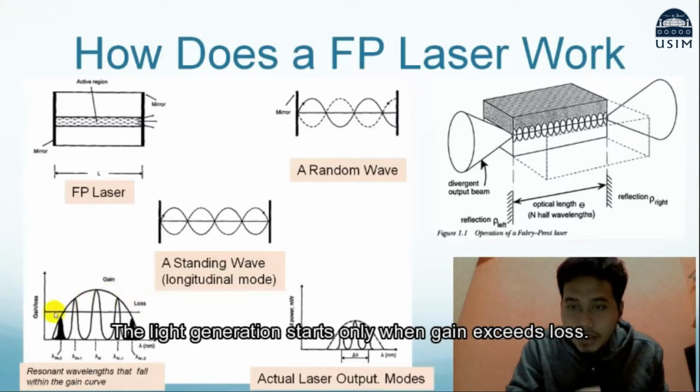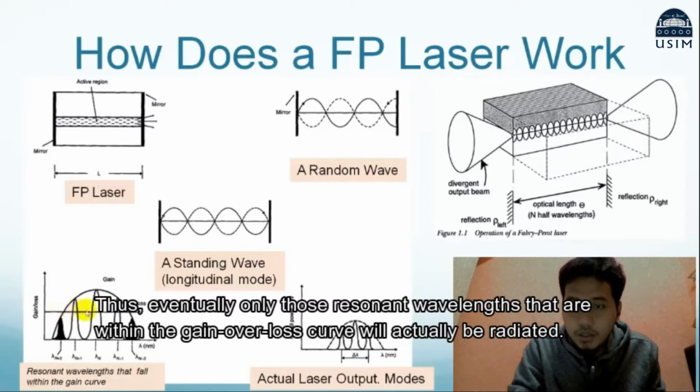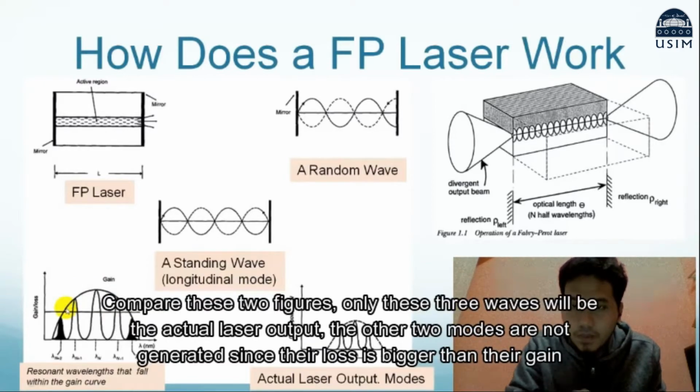The light generation starts only when gain exceeds loss. Thus, eventually, only those resonant wavelengths that are within the gain over loss curve will actually be radiated. Compare these two figures: only these three waves will be the actual laser output. The other two modes are not generated since their loss is bigger than their gain.